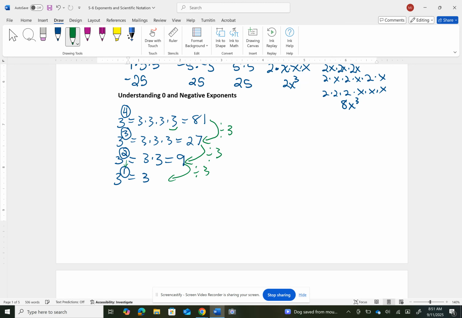Now I'm doing this because I'm going to continue that pattern. So I'm going to still have a base of 3, but I'm going to drop the exponent by 1, which means I'll have an exponent of 0 there. So we're trying to figure out what that would be. And what I noticed is every time I dropped the exponent by 1, I could have thought about dividing by 3. Well, 3 divided by 3 would equal 1.